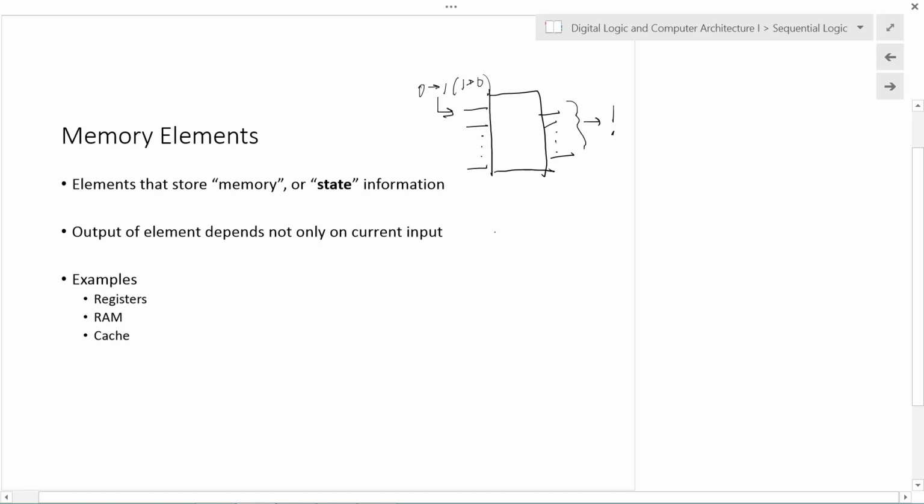There's a problem though in that if there's any change at the input, we see an instantaneous change at the output. Sometimes we might want to change the input here and have no change at the output instead. In this case, we want to use an element that does not depend only on the current input. The output of memory elements depend not only on the current input, but on previous inputs.